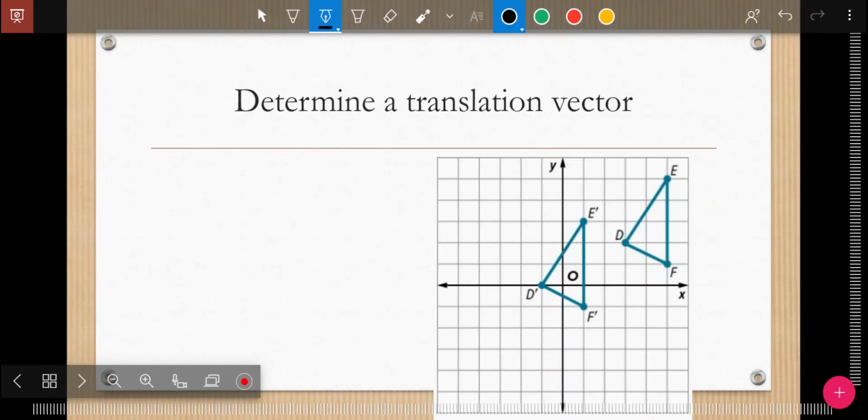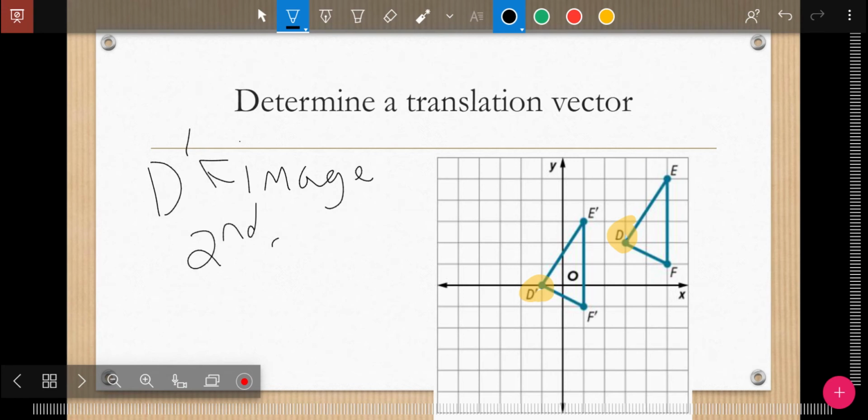So now I have to determine a translation vector. And so you have to make sure you understand this D came first, this D came second. How do I know that? I have to know that the image means it's the new one. All right, it is the second or new one. And so how did I get from the original over to the new?